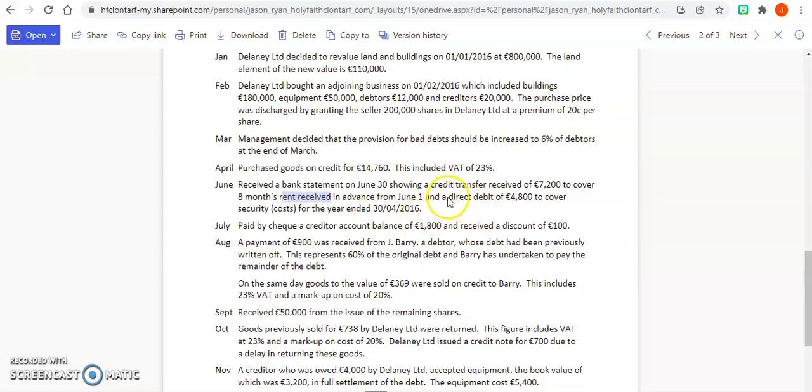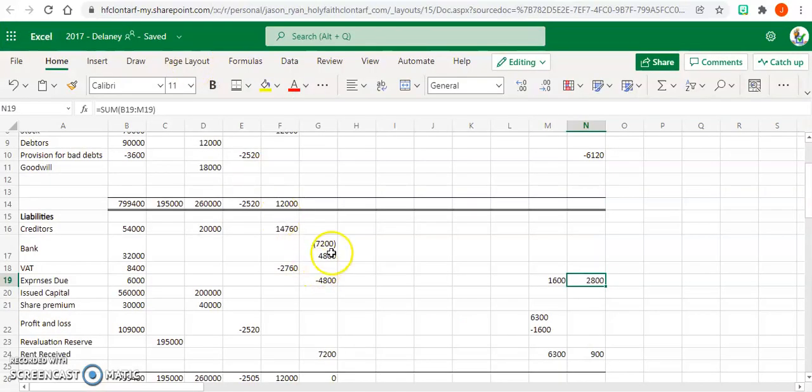And then we've got a direct debit. So that's going to increase our bank account by 4,800. And it's to cover security costs, which is your expenses. So your expenses then are going to go down by 4,800. So that's what we've put in here. Bank down by 7,200. And your rent received is going to go up by 7,200. Then your bank's going to increase by 4,800. And your expenses are going to increase or decrease by 4,800.